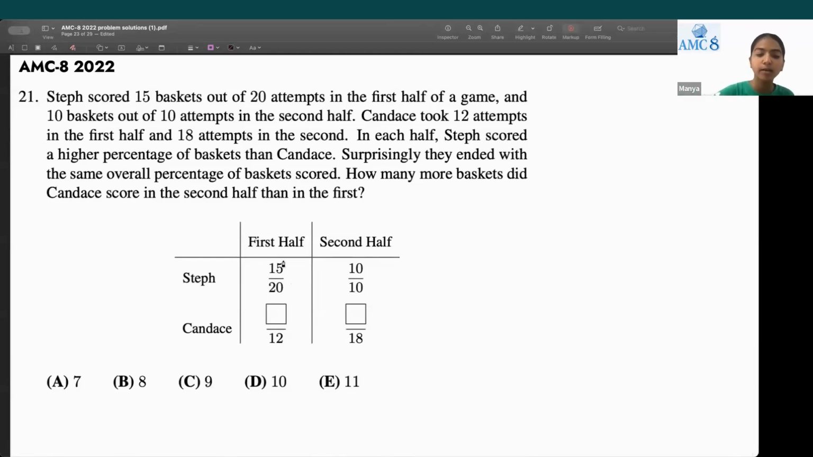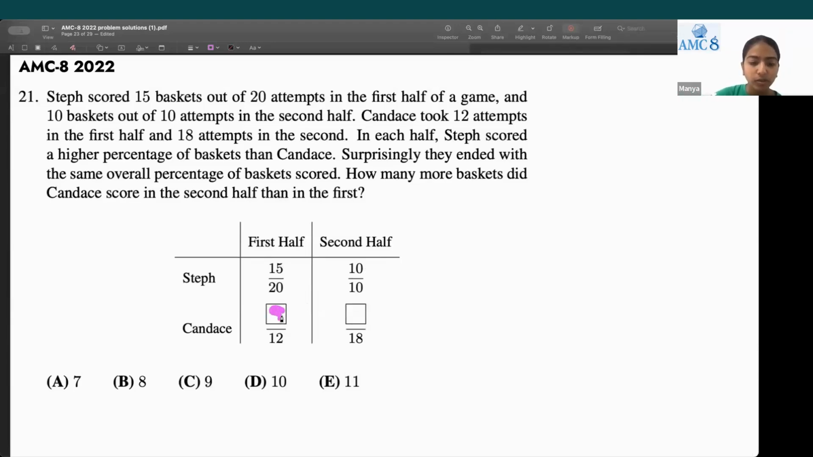So this is about, and this 15 over 20 is about 75%, because it's 3 over 4, which is about 75%. And 10 over 10 is 100%. And so for 12, well, 75% of 12 is going to be 9.